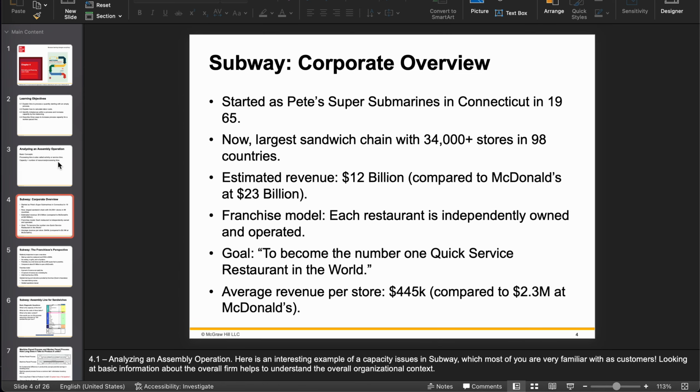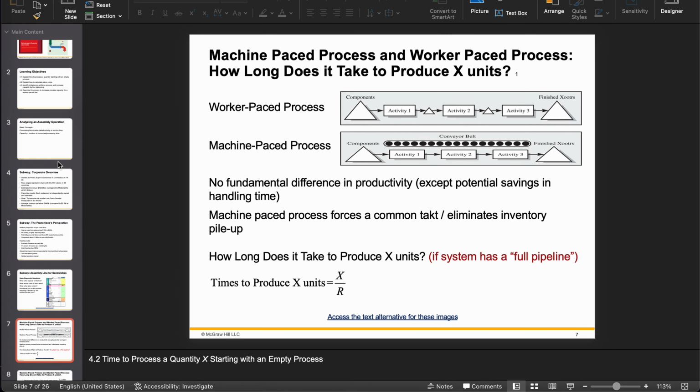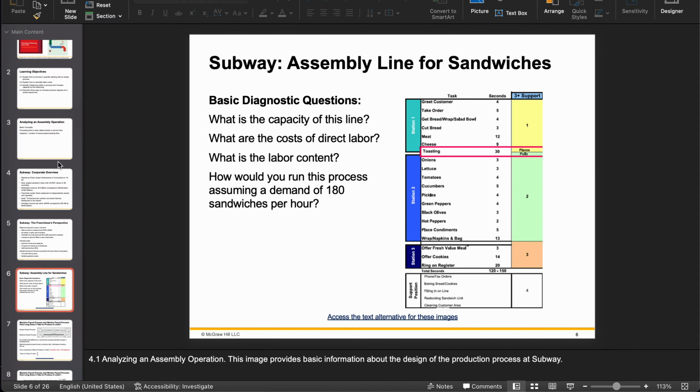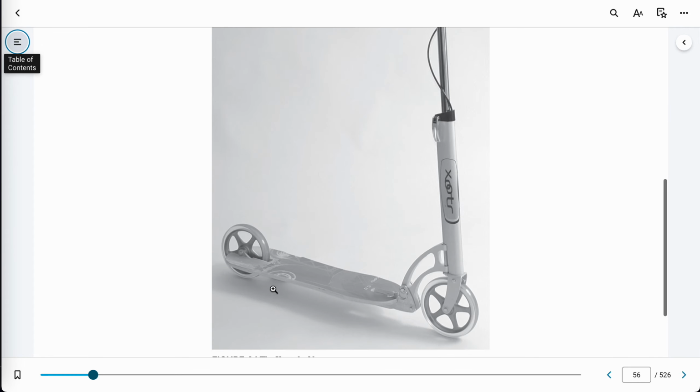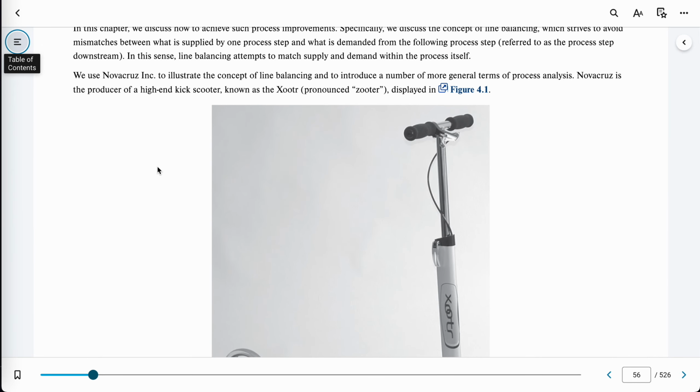We'll be talking about the example of something called a zooter. So let me get that in. So this is a zooter. A zooter is basically a high-end kick scooter which was developed by a company called Nova Cruise Inc. And that's the example I'll be using to go over this idea.